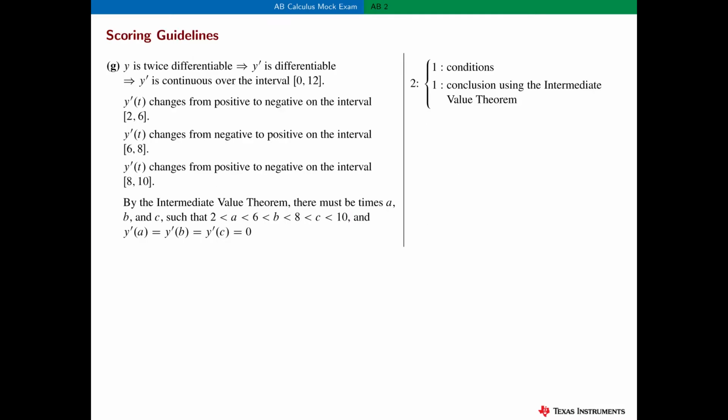Here are the scoring guidelines for part G. This problem was worth 2 points. The first point is for stating the conditions necessary to apply the intermediate value theorem. And the second point is for drawing the correct conclusion using the intermediate value theorem. Now, admittedly, there's a lot to do here for 2 points. However, I view the first point as sort of softer than the second, and a lot of the second point involves similar observations.